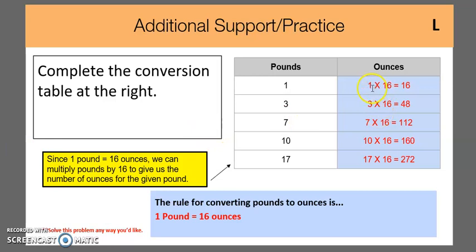So when completing the ounces section, we can use this guide. Since 1 pound equals 16 ounces, we can multiply pounds by 16 to give us the number of ounces for the given pound. If we're looking at 1 pound, it equals 16 ounces because we do 1 times 16. For example, if we need to know how many ounces are in 7 pounds, we can do 7 times 16 equals 112 ounces. And we could do the same thing for the other values. We're going to look at some other practice conversions.